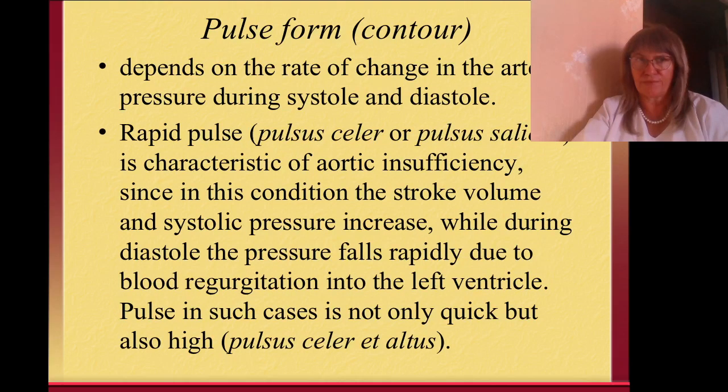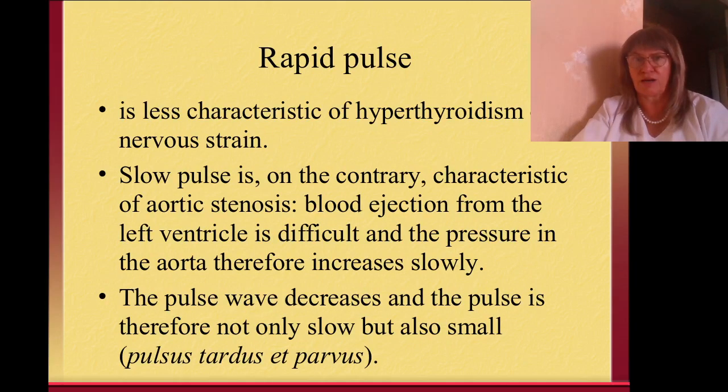Pulse form, or contour, depends on the rate of change in the arterial pressure during systole and diastole. A rapid pulse, pulsus celer, is characteristic of aortic insufficiency, since in this condition the stroke volume and systolic pressure increase, while during diastole the pressure falls rapidly due to blood regurgitation into the left ventricle. Pulse in such cases is not only quick but also high, pulsus celer et altus.